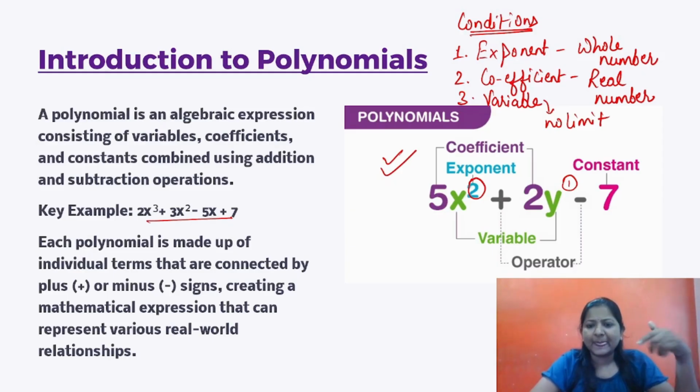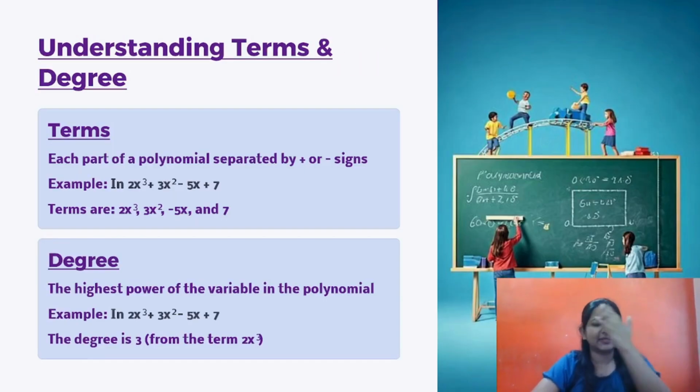Alright. Now, why am I discussing these conditions? Because after the session, when you solve the questions from your book exercise, you will see a few questions asking whether the given algebraic expression is a polynomial or not. How will you check? By using the conditions. Okay, understood? Now let's come to the next topic, terms and degree.